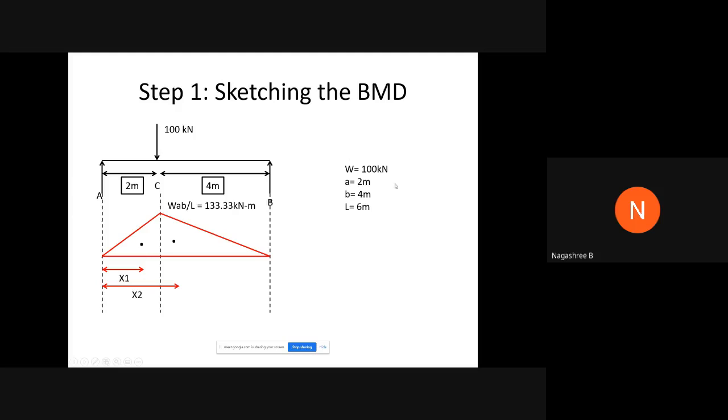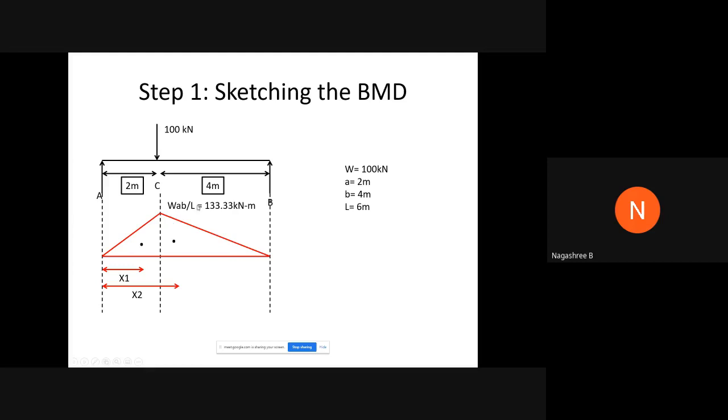The value of W here is given as 100 kilonewton, and A is given as 2 meters. A is nothing but the distance from the left support to the load. That is 2 meters. B is nothing but the distance from the right support to the load, that is 4 meters. L is nothing but the overall span. That is 4 plus 2, that is 6 meters.